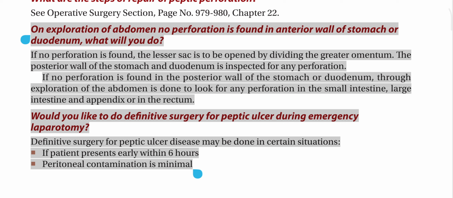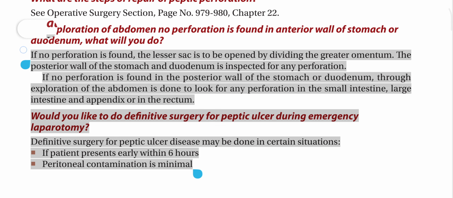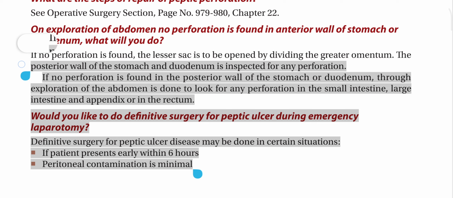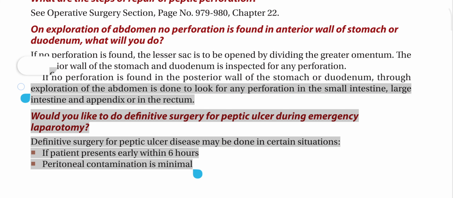On exploration of abdomen, no perforation is found in anterior wall of stomach or duodenum. What will you do? If no perforation is found, the lesser sac is to be opened by dividing the greater omentum. The posterior wall of the stomach and duodenum is inspected for any perforation. If no perforation is found in the posterior wall of the stomach or duodenum, thorough exploration of the abdomen is done to look for any perforation in the small intestine, large intestine and appendix or in the rectum.